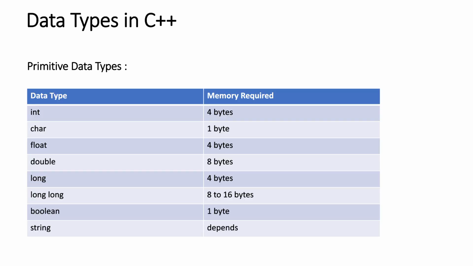There are different types of data types. First are the data types which are given by default. Here are a few sample data types like int, char, float, double, long, boolean, string, which are defined in the first column. In the second column is the amount of space required to store this type of data. For example, int requires 4 bytes, char requires 1 byte, float requires 4 bytes, etc. So these are the primitive data types.